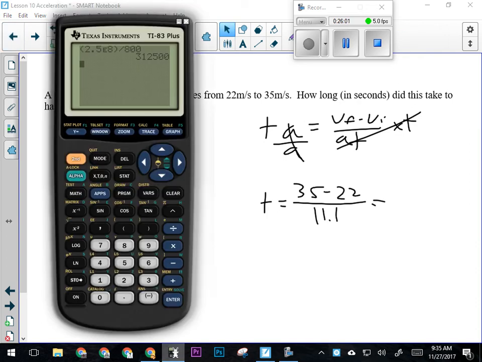Okay, when I punch this into my calculator, if I go 35 minus 22 and then divide by 11.1, my calculator divides 22 by 11.1 and then subtracts that from 35. Okay, I want the top to be in brackets so that it does that first. So I actually have to do 35 minus 22 in brackets, divided by 11.1, and I get a much different answer.